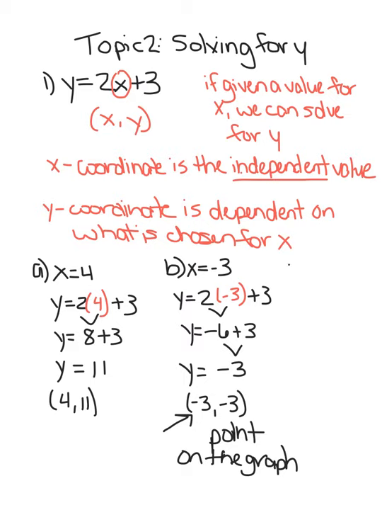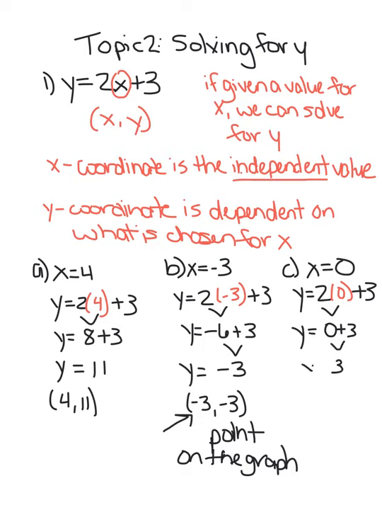All right, let's do one more value of x for this equation. So for C, let's do x equals 0. So I have y equals 2 times 0 plus 3. Right? All right, plugging in 0 for x. So 2 times 0 is 0. Right? So y equals 0 plus 3. 0 plus 3 is 3. Y equals 3. So this point, x is 0, y is 3, is on the graph.